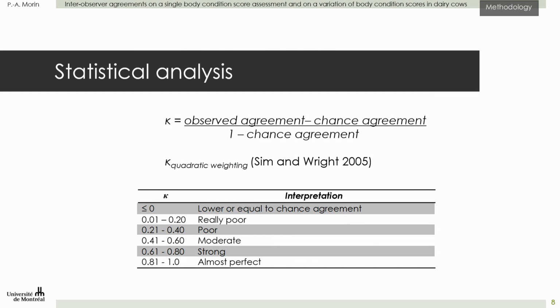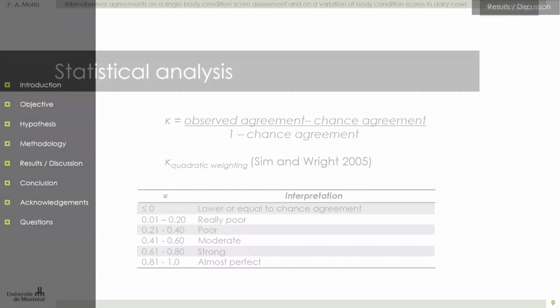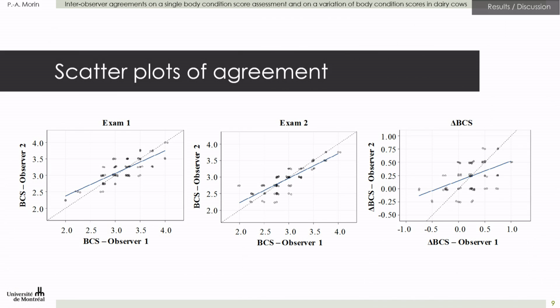A common way to report agreement between observers for qualitative measurements is to compute a kappa statistic, which reports agreement beyond chance. On the bottom, you have a table with the interpretation. I will just ask you to remember the last 3 categories: moderate, strong to almost perfect, because we will use them later on. So, a bit of descriptive statistics.